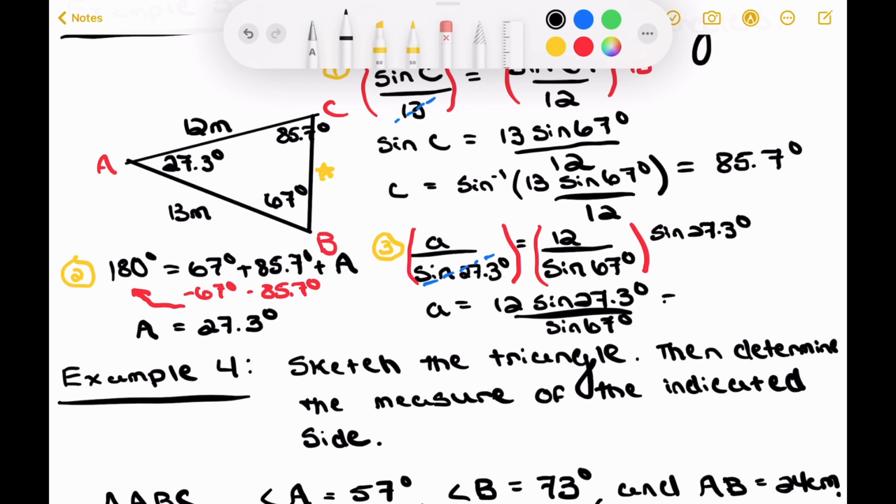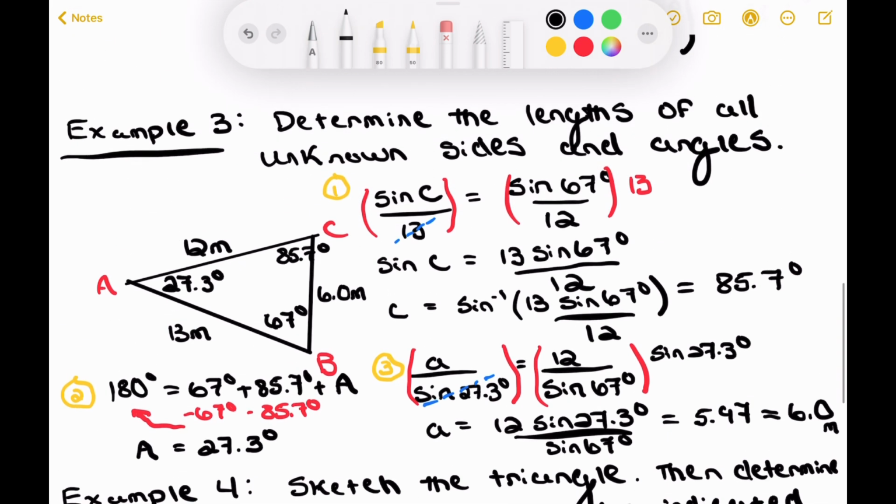Thus, A is equal to 5.97. But what I'm going to do is just approximate this and round it to 6.0. And in terms of our units, we have 6.0 meters. So our missing side that was at the gold star just becomes 6.0 meters when rounded to the nearest tenth.